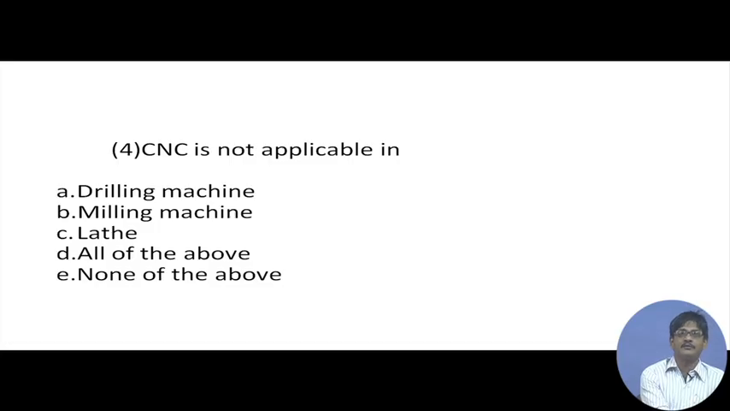CNC is not applicable in drilling machine, milling machine, lathe, all of the above, none of the above. So, CNC is not applicable. CNC is applicable in every one of them. So, the answer is none of the above.